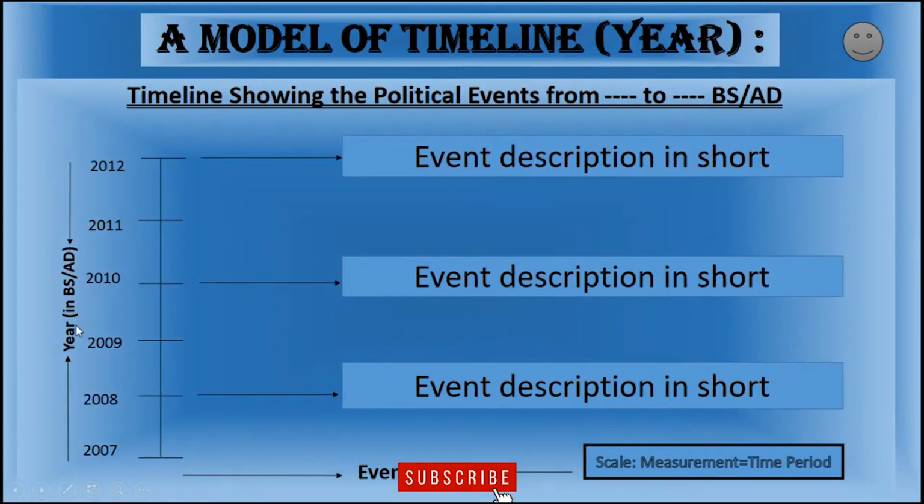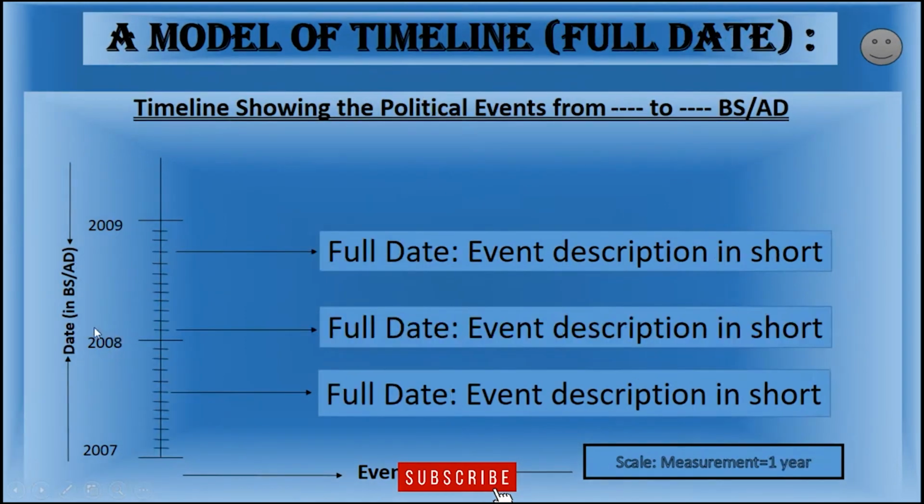Here you write year in BS and AD, because this is a year timeline, only years are shown. Here this is a full date timeline, so you write down the date in BS or AD. So this is the difference. I think you understood. After this you put the scale the same as in the year timeline, like from here to here 1 inch, so 1 inch is equal to 1 year.